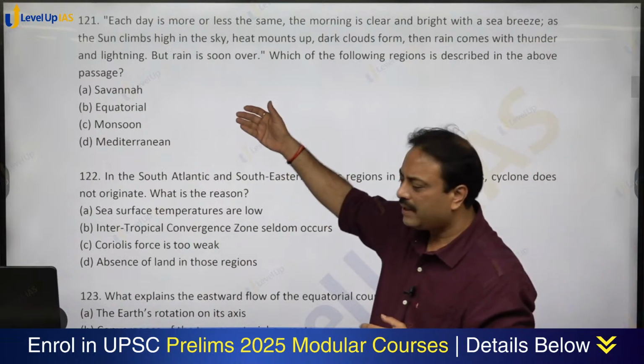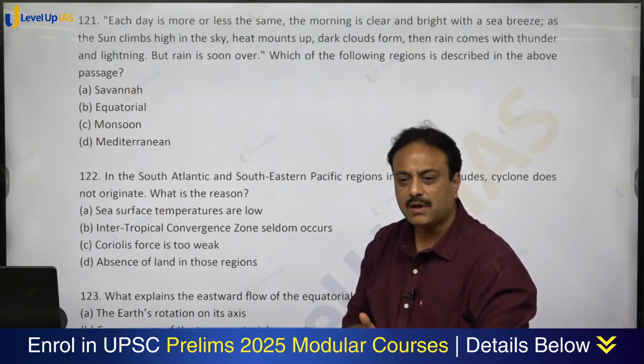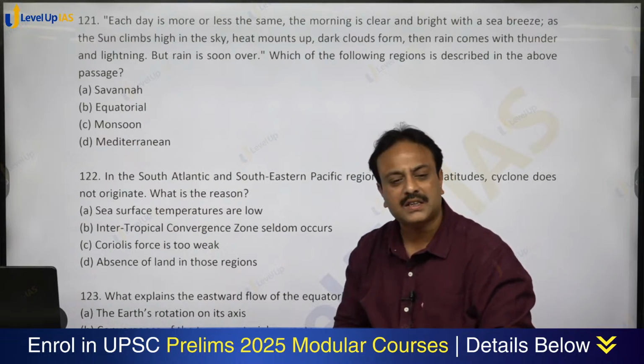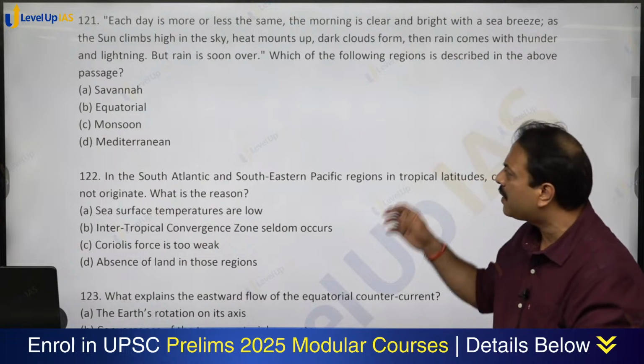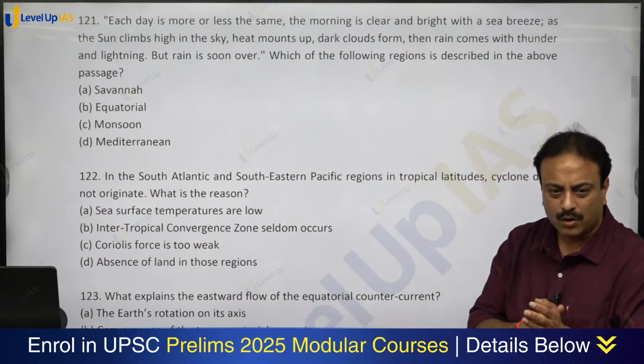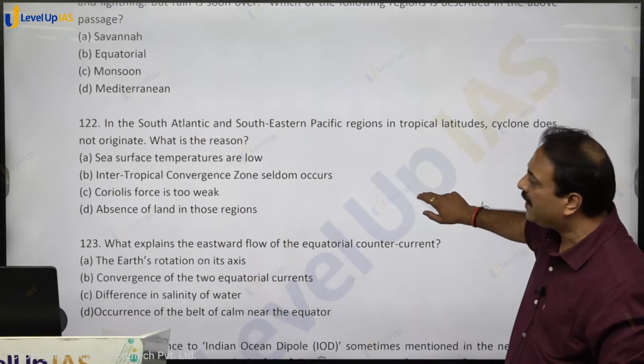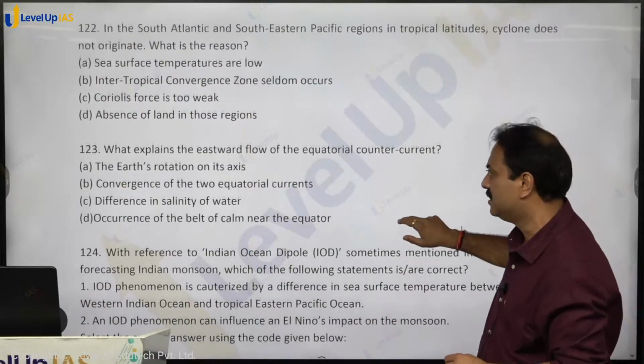Savanna will have a distinct dry season. Monsoon will have reversal of wind direction. Mediterranean has hot dry summer, mild rainy winter. In equatorial, all 12 months are the same, with rain every day. The Amazon rain forest and the Congo basin are affected by this type of climate only. So option B, equatorial, will be the right answer.